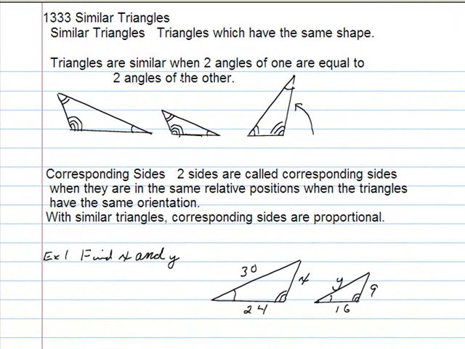Welcome. In this podcast, we're going to study something called similar triangles. This relates back to our previous study of ratio and proportion, as ratio and proportion plays a dominant role in studying similar triangles. Now, similar triangles are triangles which have the same shape.